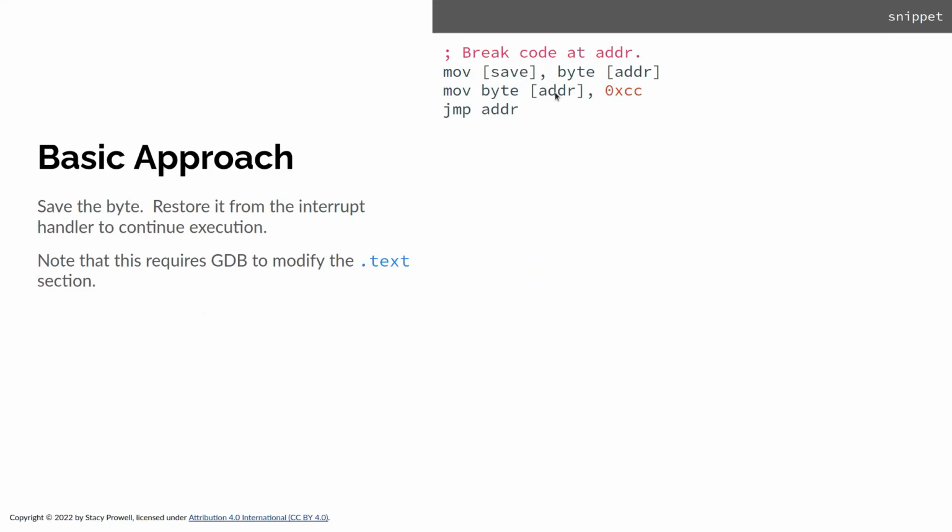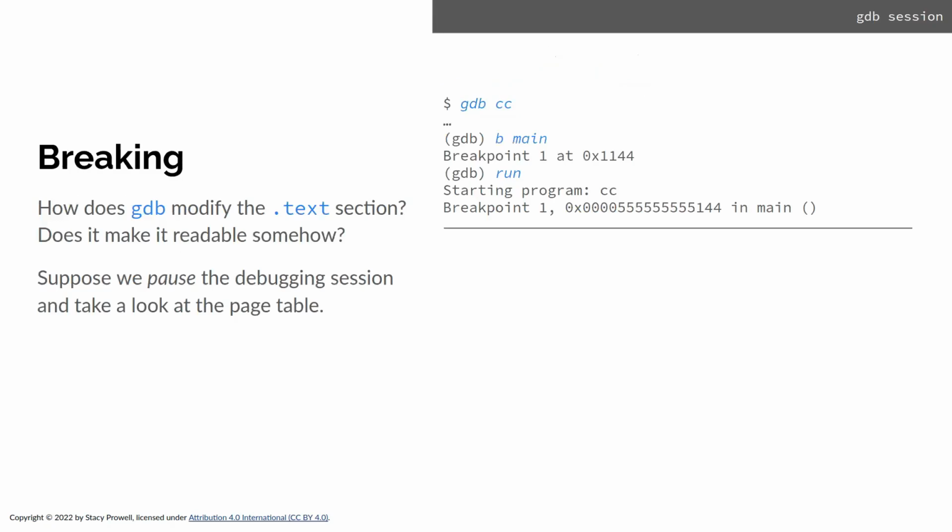But wait, if you're paying close attention, you might wonder how GDB is able to modify the text section, because the text section should be read only, right? Maybe it's loading it with write permissions. Well, we can check that. So if we're in GDB and we're looking at CC and we break at main, we run it and it breaks.